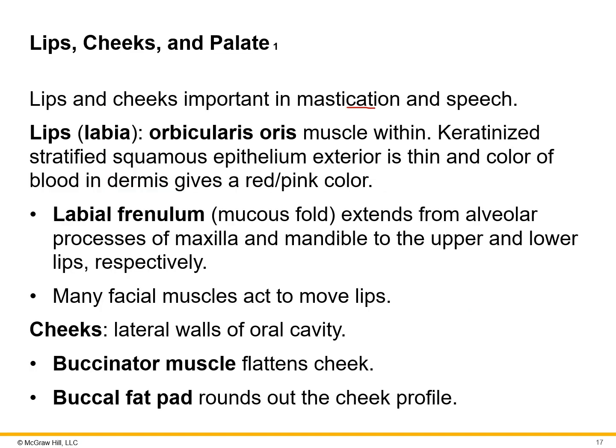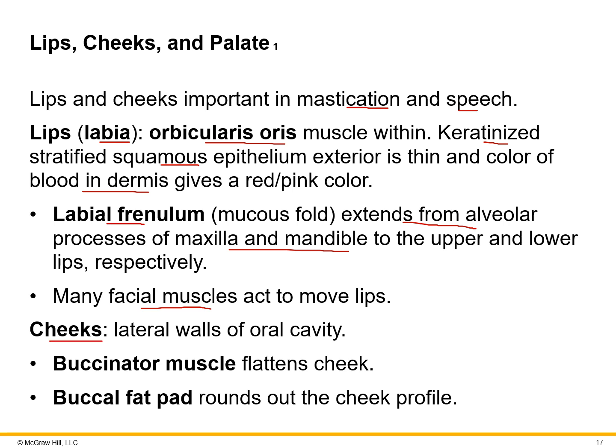Now, the lips and the cheek are important for that mastication, that mechanical breakdown, as well as for speech. So the lips are the labia. Here we have the orbicularis oris. This is the muscle within the lips that's covered by keratinized stratified squamous epithelium on the exterior. And then the color of the blood in the dermis gives it that pink kind of reddish color. The labial frenulum, this is the folds there of the mucosa. So this extends from those alveolar processes of the maxilla and mandible, so our bones there of the jaw, to the upper lips. And then lots of different facial muscles that are involved in moving those lips.